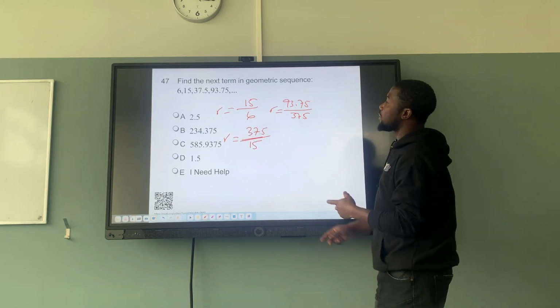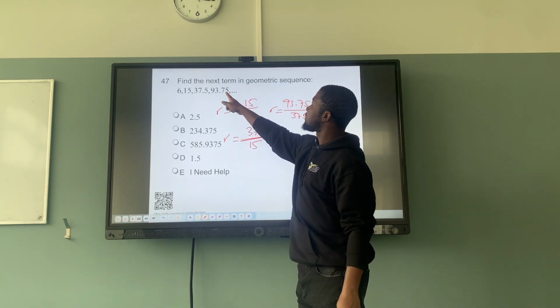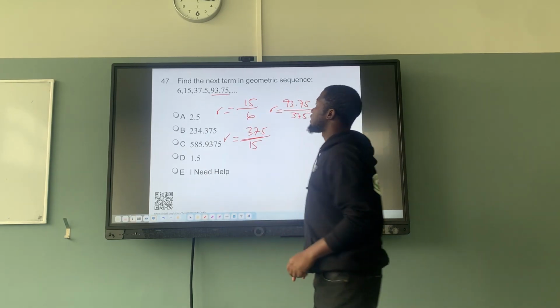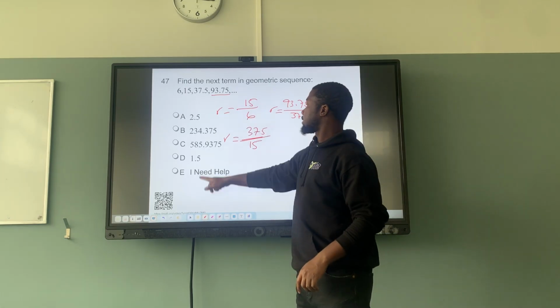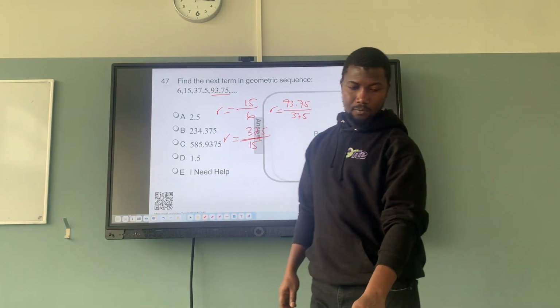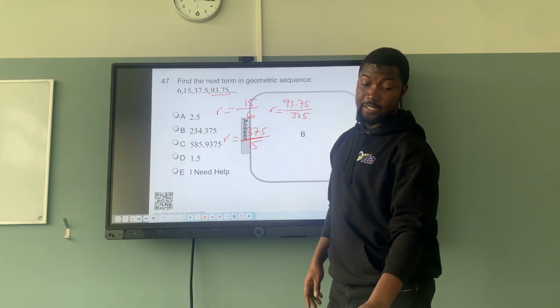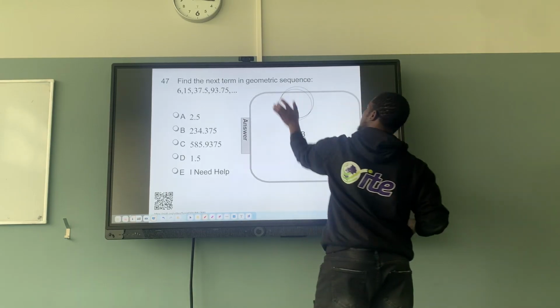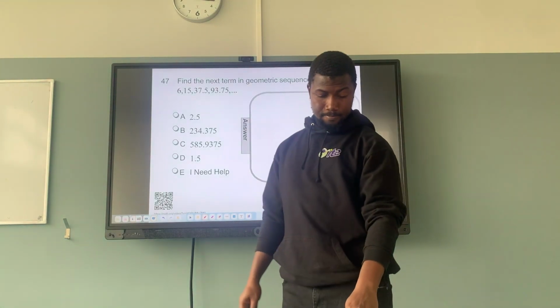So if you get the common ratio, multiply that by 93.75. That answer should be right there, which is option B. If you did it the right way, it will give you option B as the correct answer.